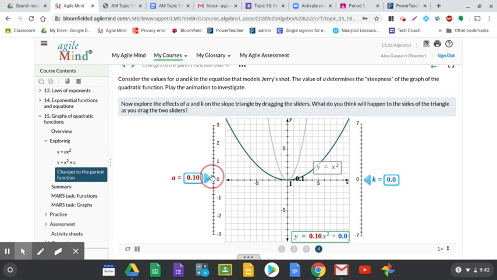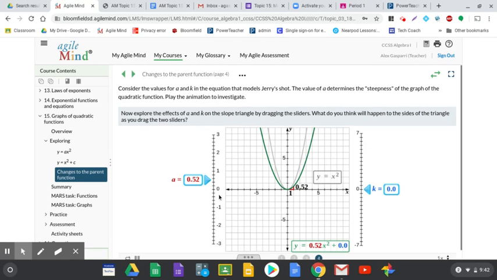If you have a value less than 1, right? So if you go back to 1 and you decrease it, you're now compressing your parabola. So that triangle is getting shorter. So your parabola is getting wider.